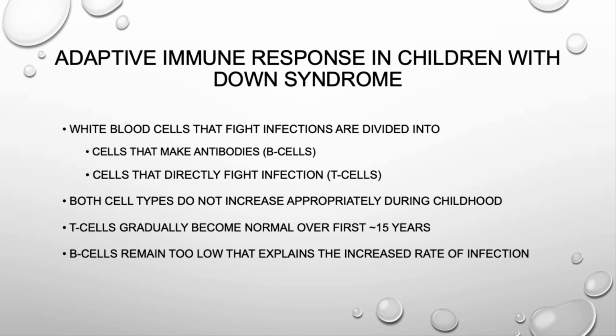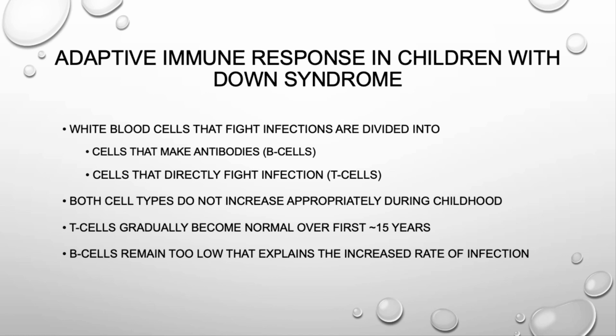So the white cells called B cells are the ones who make antibodies, and the white cells called T cells fight infections directly. Both of these cells do not increase appropriately. So there are problems with T cells and B cells.